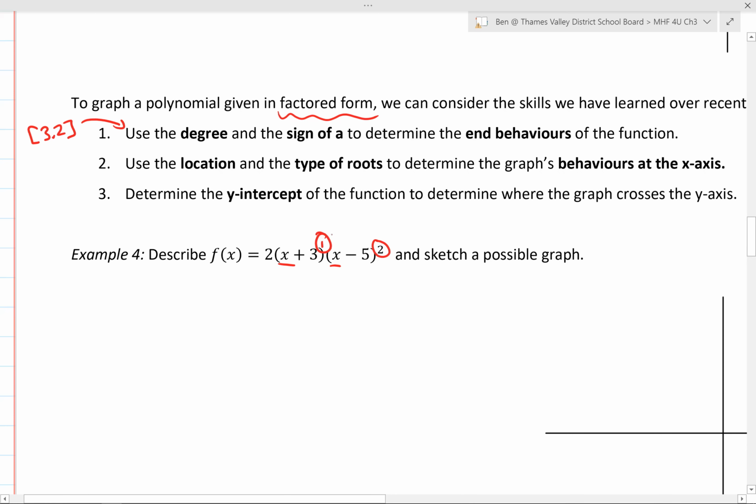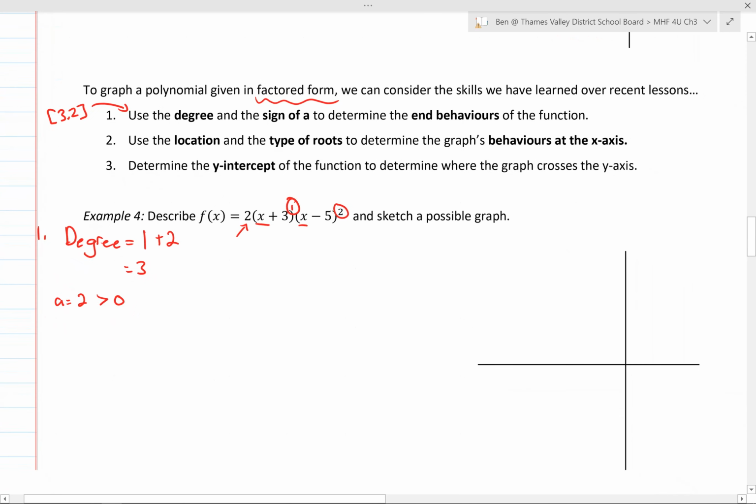So in total here, the degree of our function is equal to 1 plus 2, and that equals 3. Okay, so when it's in factored form, we add up the exponents there. So this is of degree 3, and our a value is 2. So a equals 2, and 2 we know is greater than 0. Okay, so that should be able to tell us what's going on.